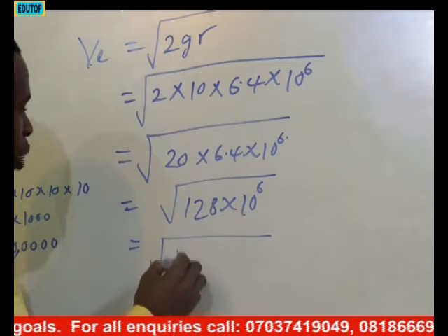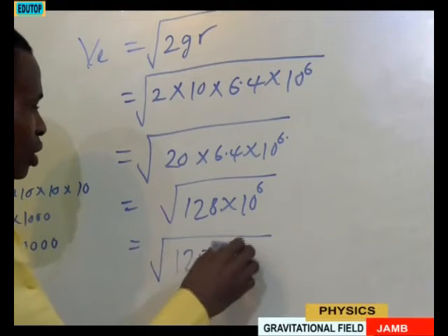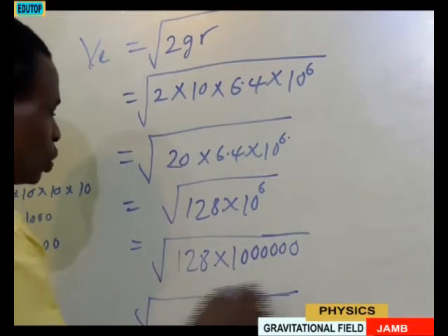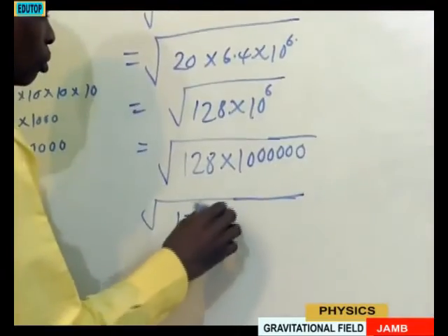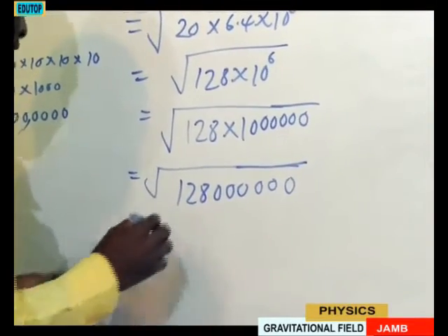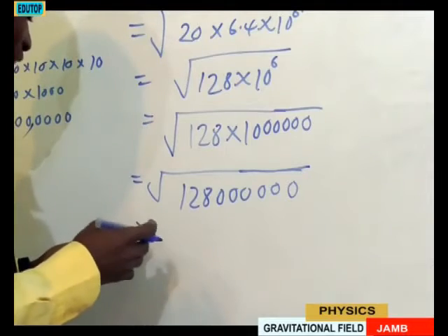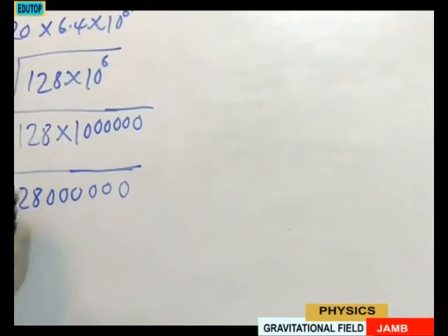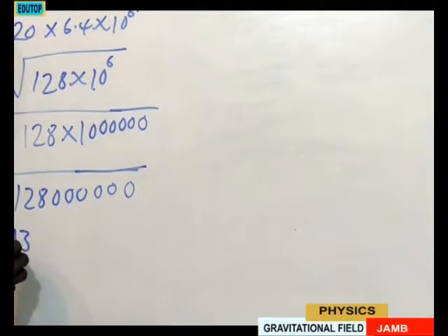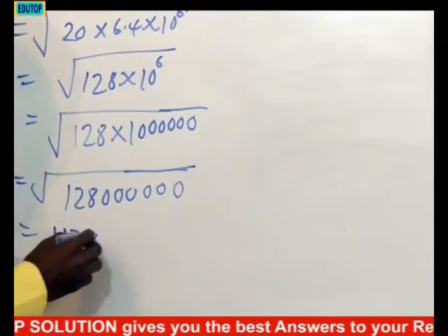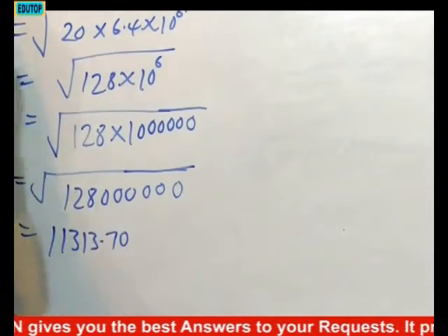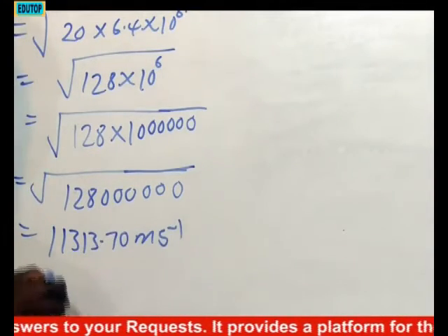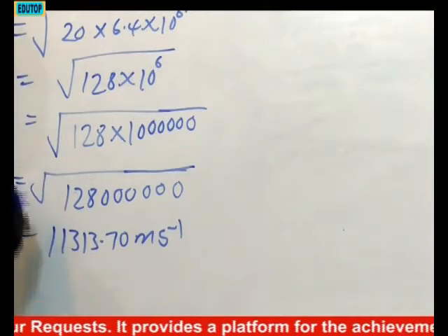So we are going to have 128 times 10 to the power 6, and this will give us 128 million. Then we are going to find the square root of 128 million. That will give for us 113.70. But what you're looking for is velocity, in meters per second, and that's the answer for this question.